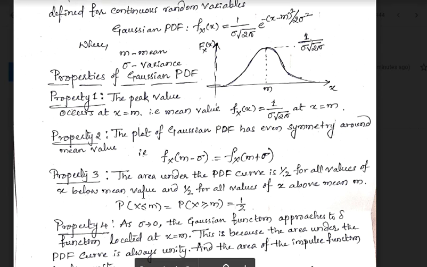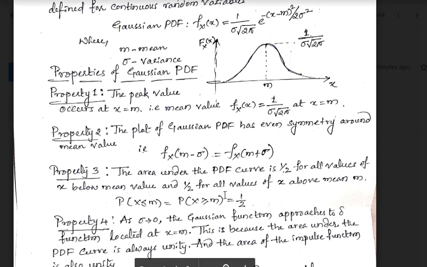The third property is that the area under the PDF curve is half for all the values of x below the mean value and half for all the values of x above m. Means on this side the graph is half and on the right side it is half. Of course it is symmetrical about m, so it has to divide the entire graph exactly in half. So P(x less than or equal to m) is equal to P(x greater than or equal to m), which is equal to half.